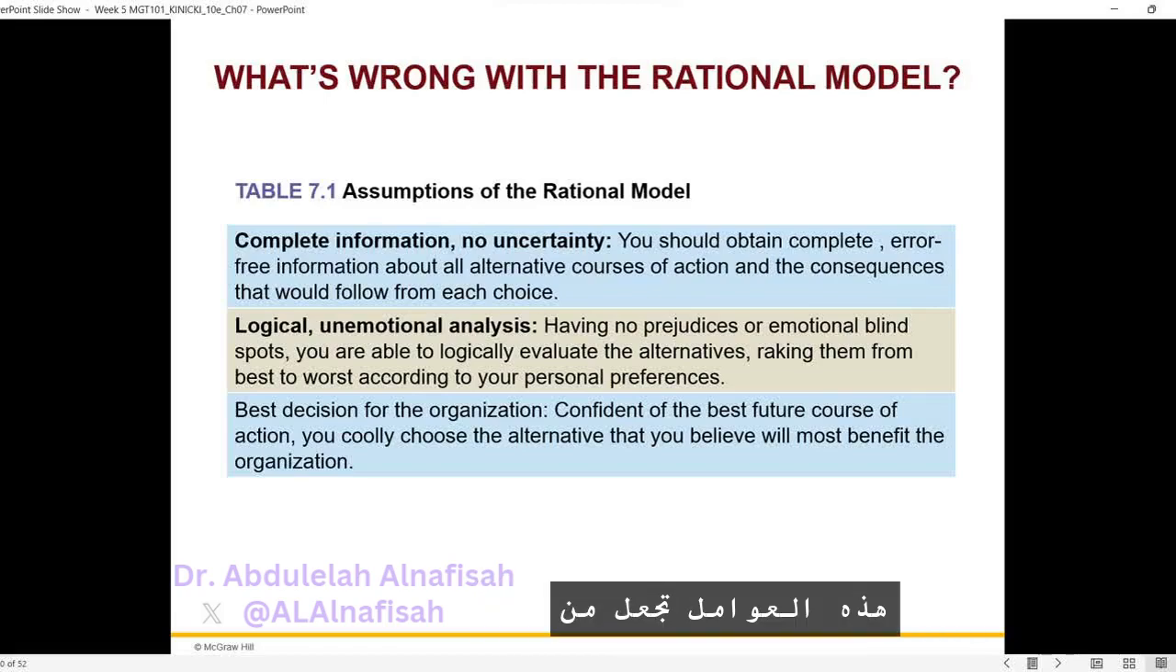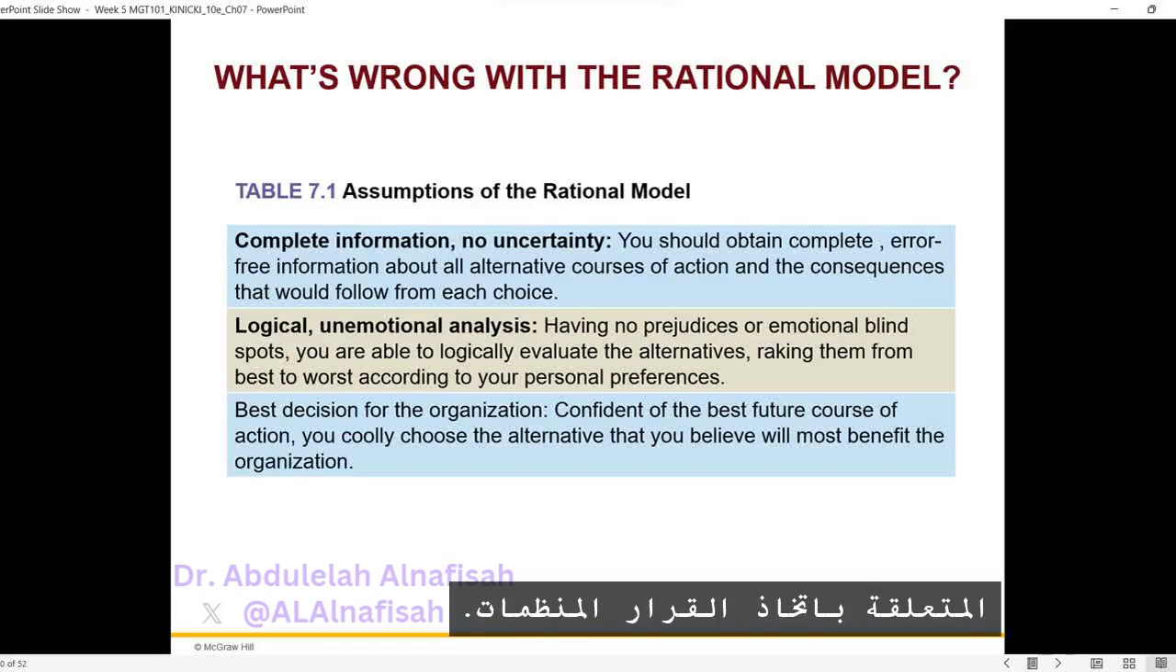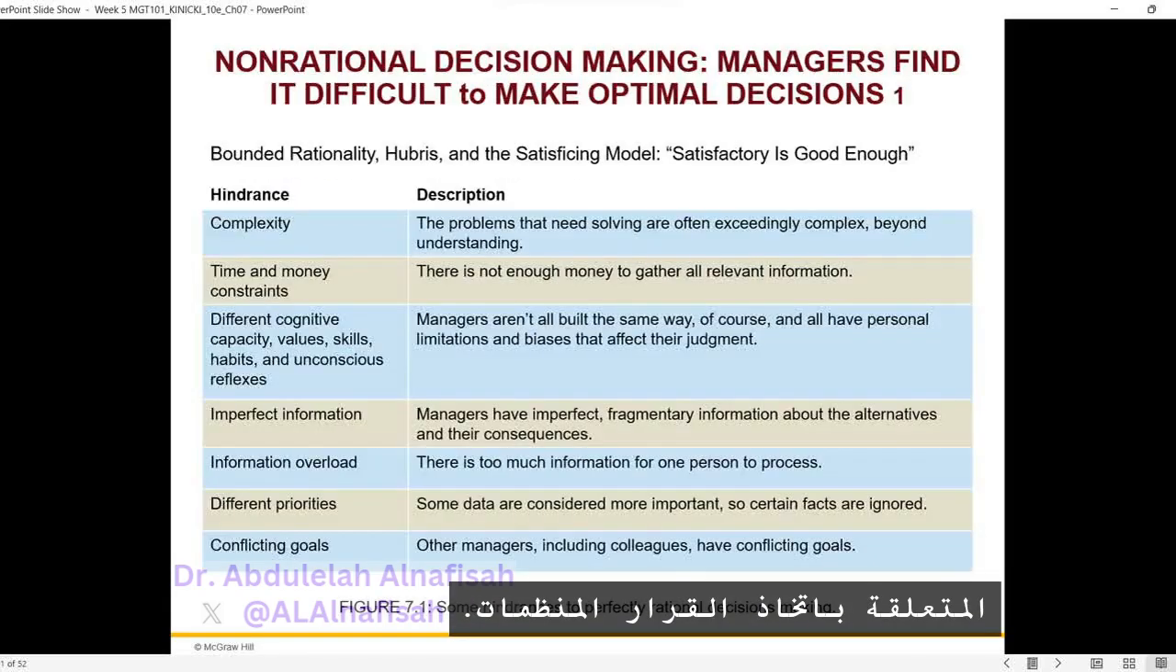These factors make it difficult to apply the rational model in practice, as it may not adequately capture the complexities of decision-making situations. Despite these criticisms, the rational model still provides a useful framework for understanding decision-making processes and identifying potential biases or gaps in decision-making. However, it is important to recognize its limitations and complement it with other approaches that account for the complexities and realities of decision-making in organizations.